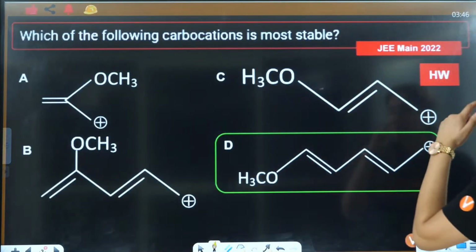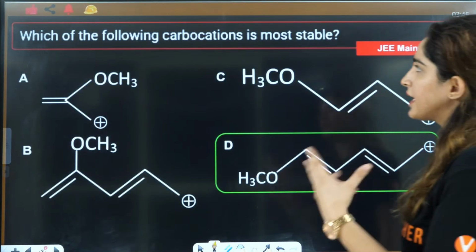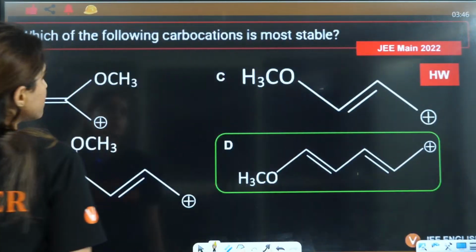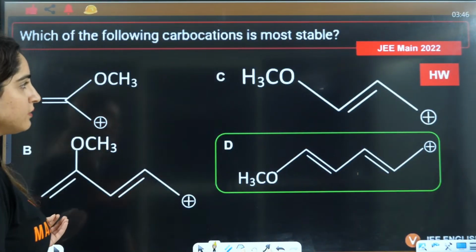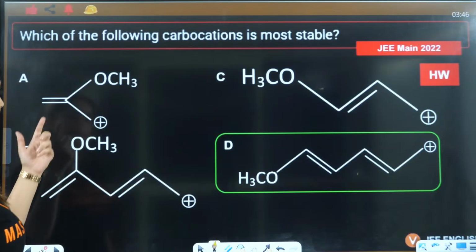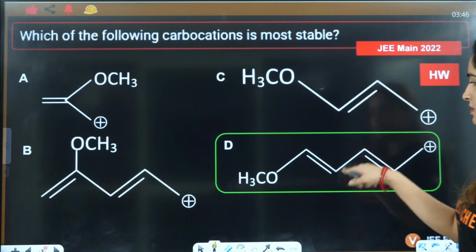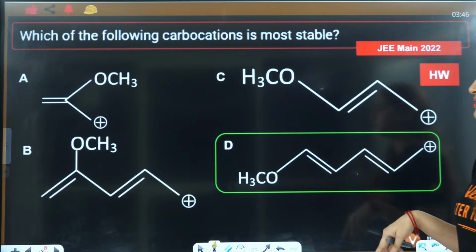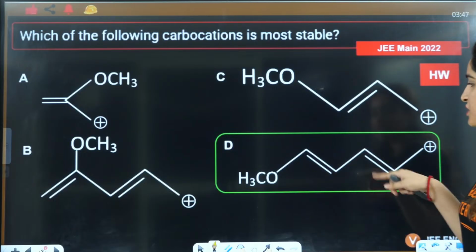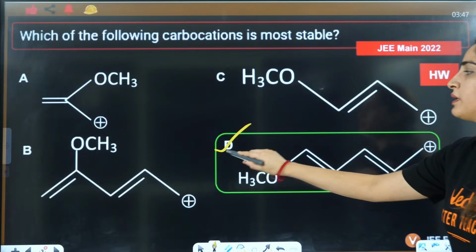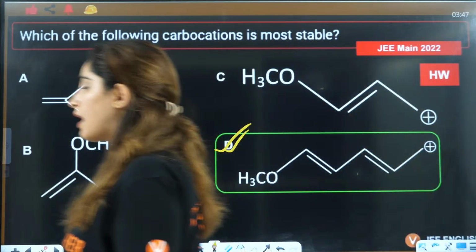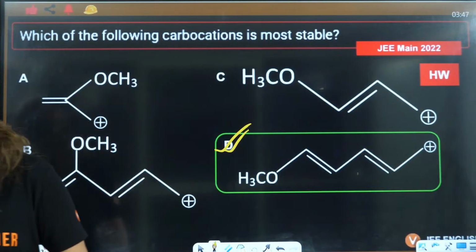Now the homework, the answer is D. They have asked the most stable carbocation, and here you will have more extended conjugation in this case. That's why this will be the most stable. So D is the most stable carbocation.